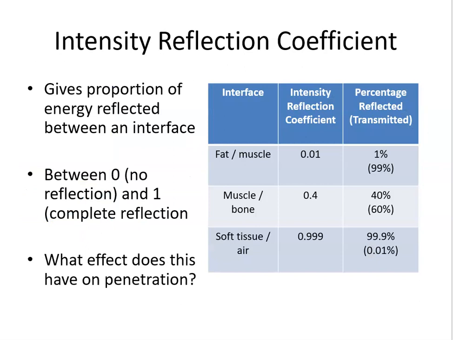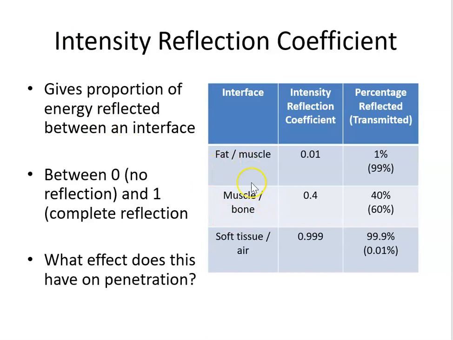So where we've got differences in Z, we've got differences in reflection, and we can have an intensity reflection coefficient, and this goes between 0 and 1, where 0 is no reflection and 1 is complete reflection. And what we see is if you go from fat to muscle, the Z values are similar. You get an intensity reflection coefficient of 0.01, and that relates to 1% of the sound energy being reflected back.